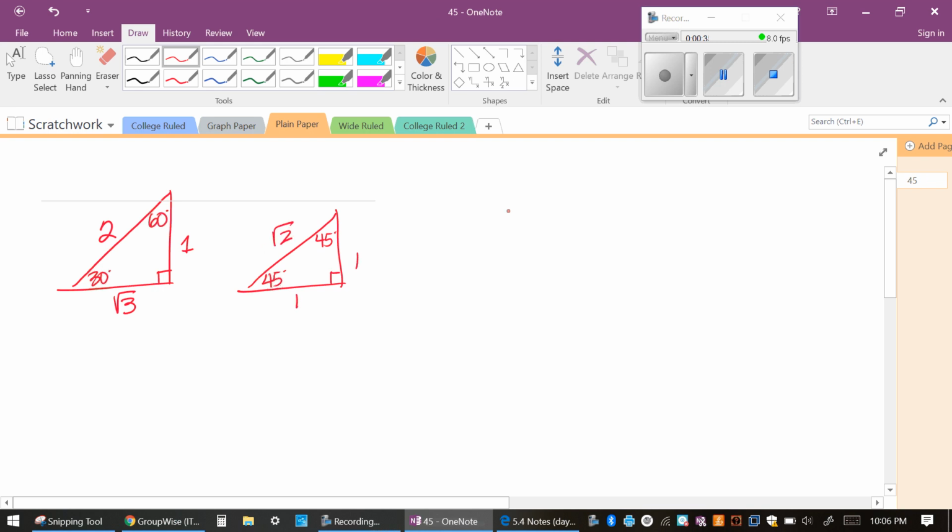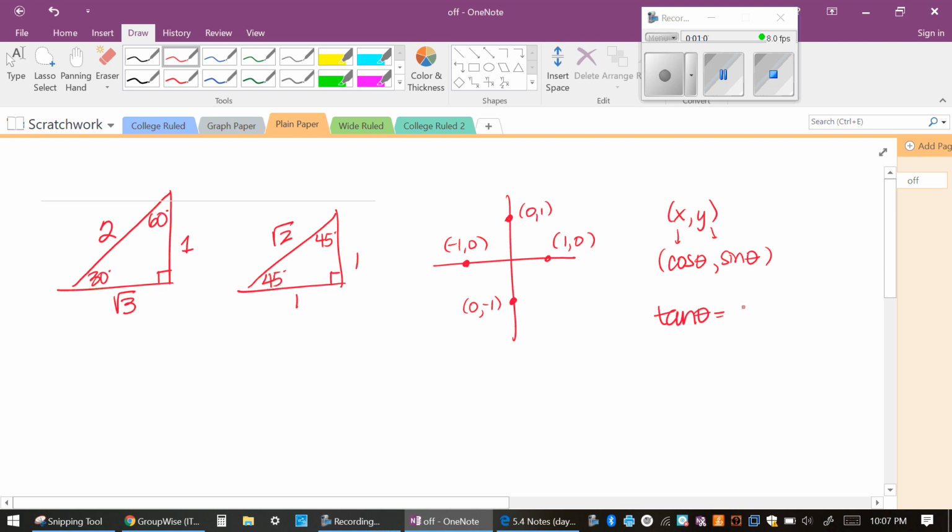I also talked about quadrantal angles, the ones that land exactly on the x or the y-axis, and how you had to know those coordinates. And not only that, but that the x value in an ordered pair corresponds to cosine of an angle, and that the y value corresponds to the sine. You also had to memorize that tangent of theta is sine over cosine, aka y over x.